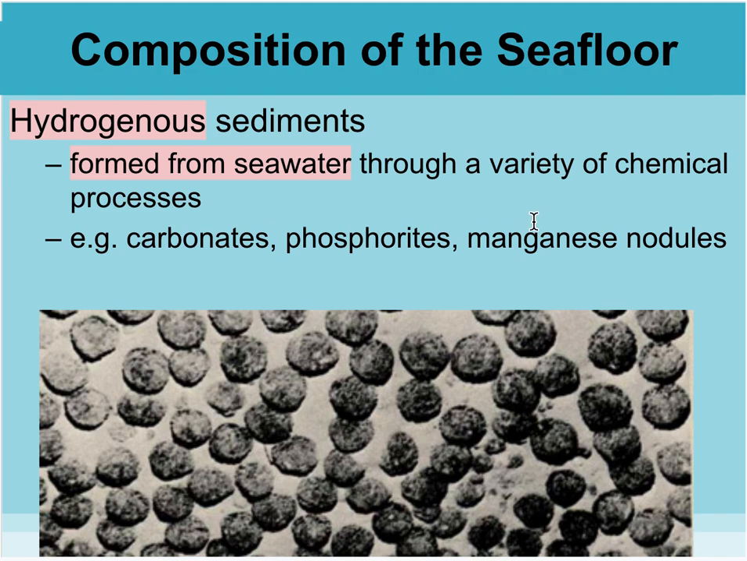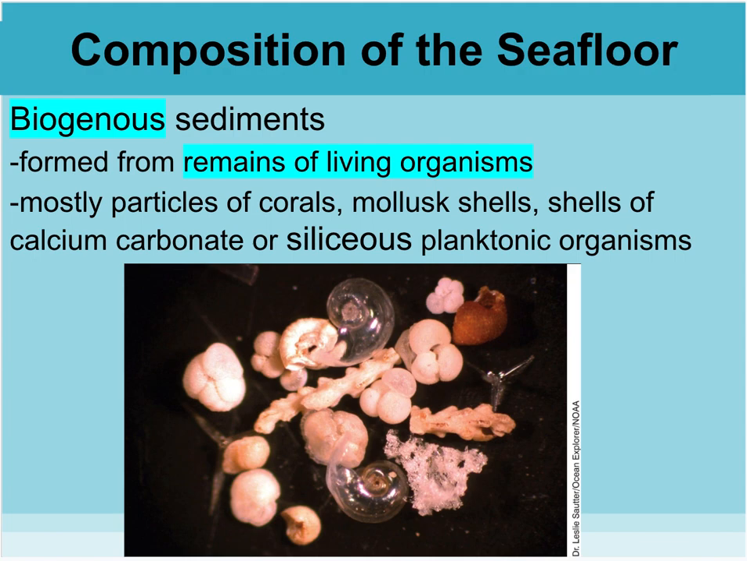But when you break up that sediment, there are different types. When you look at it under the microscope, not all sediment is the same. You can have hydrogenous sediments. This is really interesting because this is sediment formed from different minerals that are in the seawater. By different processes, things like carbon, phosphorus, or manganese nodules come together and form solids out of their aqueous forms.